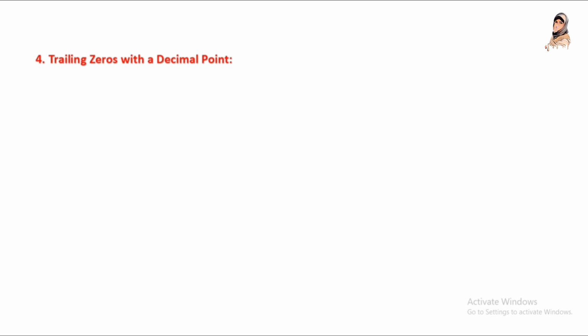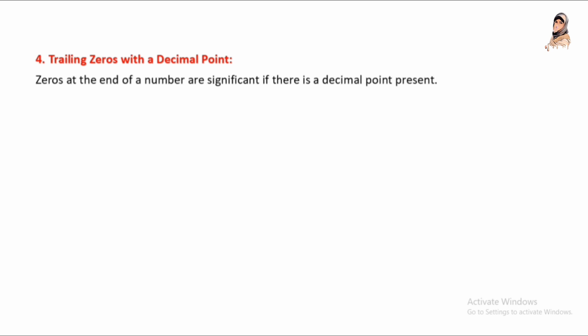Rule number 4, trailing zeros with a decimal point. If zeros are present after the non-zero digits, then zeros at the end of a number are significant if there is a decimal point present. For example, in the number 50.00, all 4 digits are significant.